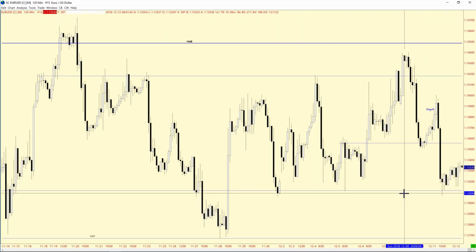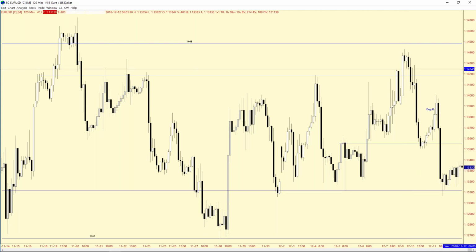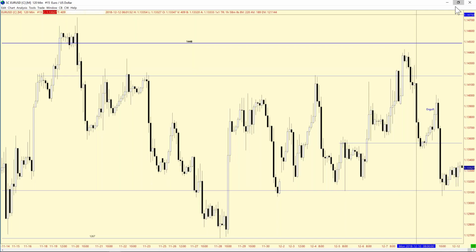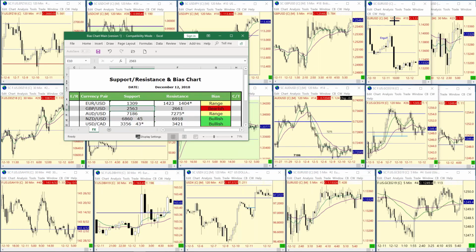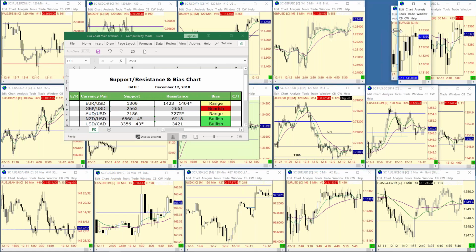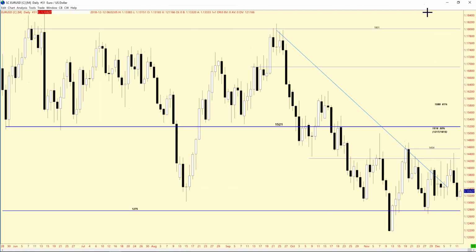support comes in right there at 1309. Right there at 1309 here. And this is, like I said, where the market was trying to push up and we've turned around and slid back. Let's move this here.